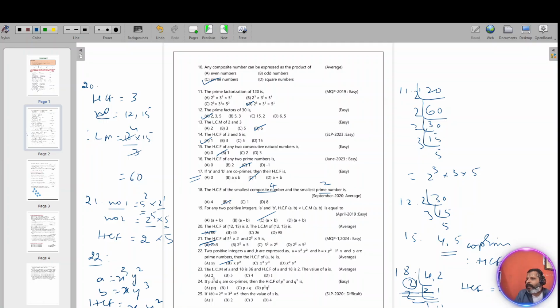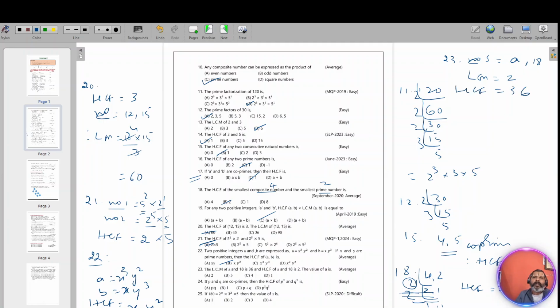Okay. 23 now. The LCM of A and 18 is 36. HCF of A and 18 is 12. What is the value of A? Let's see here, I am writing 23 here. What are the numbers? The numbers are A and 18, right? So LCM is given as 36 and HCF is given as 12.